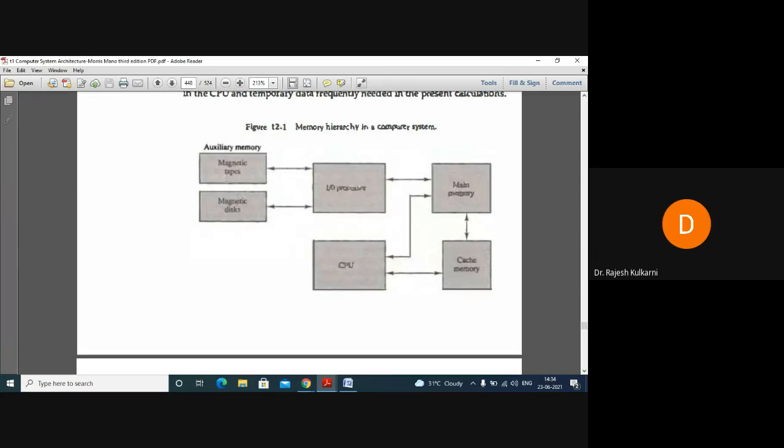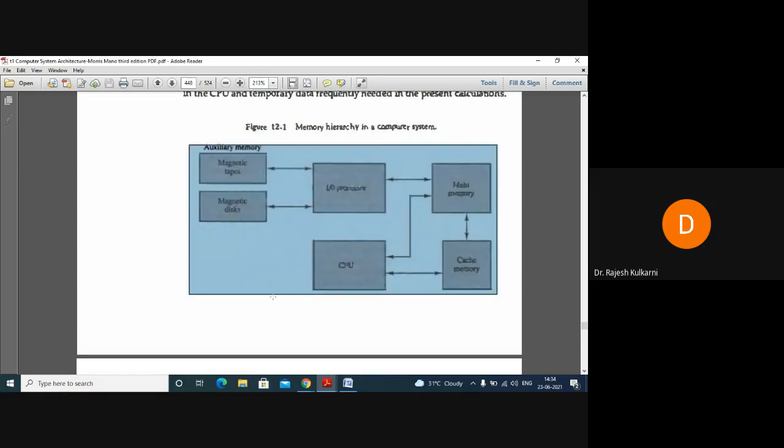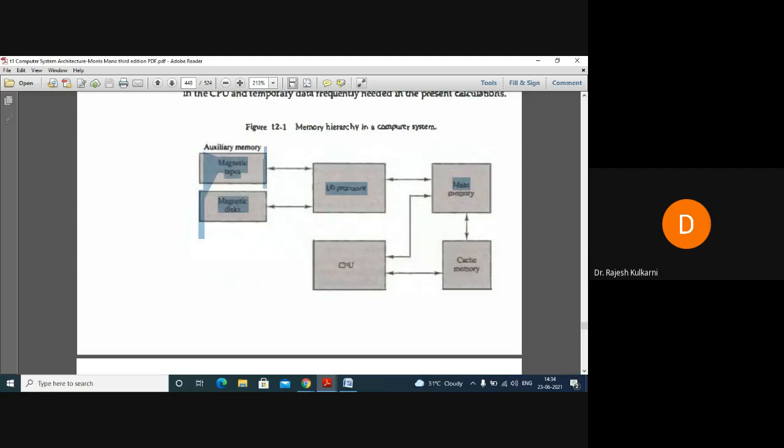That means CPU cannot directly talk with these. So these are which devices? These are external devices. So how will the CPU be talking to them? The CPU will be talking to them with the help of interfaces. But CPU can talk directly with the main memory and the cache memory.